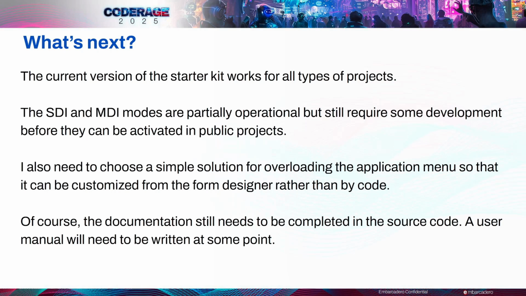In the meantime, I've also found a simpler way to customize the main form's menu, because currently, if you change the menu in a descendant of the form, it will eventually cause problems when trying to update if I make changes on my end, so it's better to do it through code. I need to find a simpler solution to allow this to be modified from the form designer. And of course, the documentation is missing to be able to use this properly.